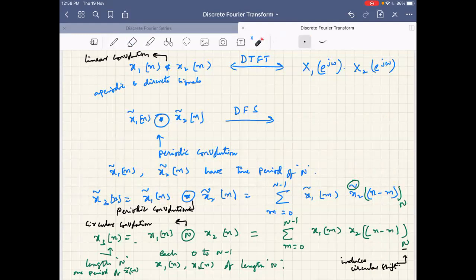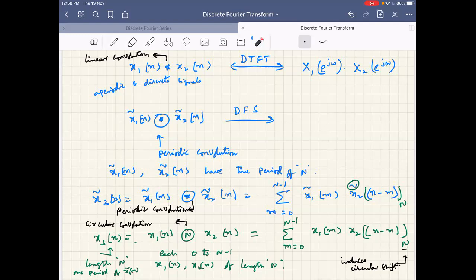So both are equivalent. However, the background for the way we compute this is different, because in one we assume they are periodic sequences, and in the other we assume they are aperiodic, but the shift is circular. Okay, hope you got this point.